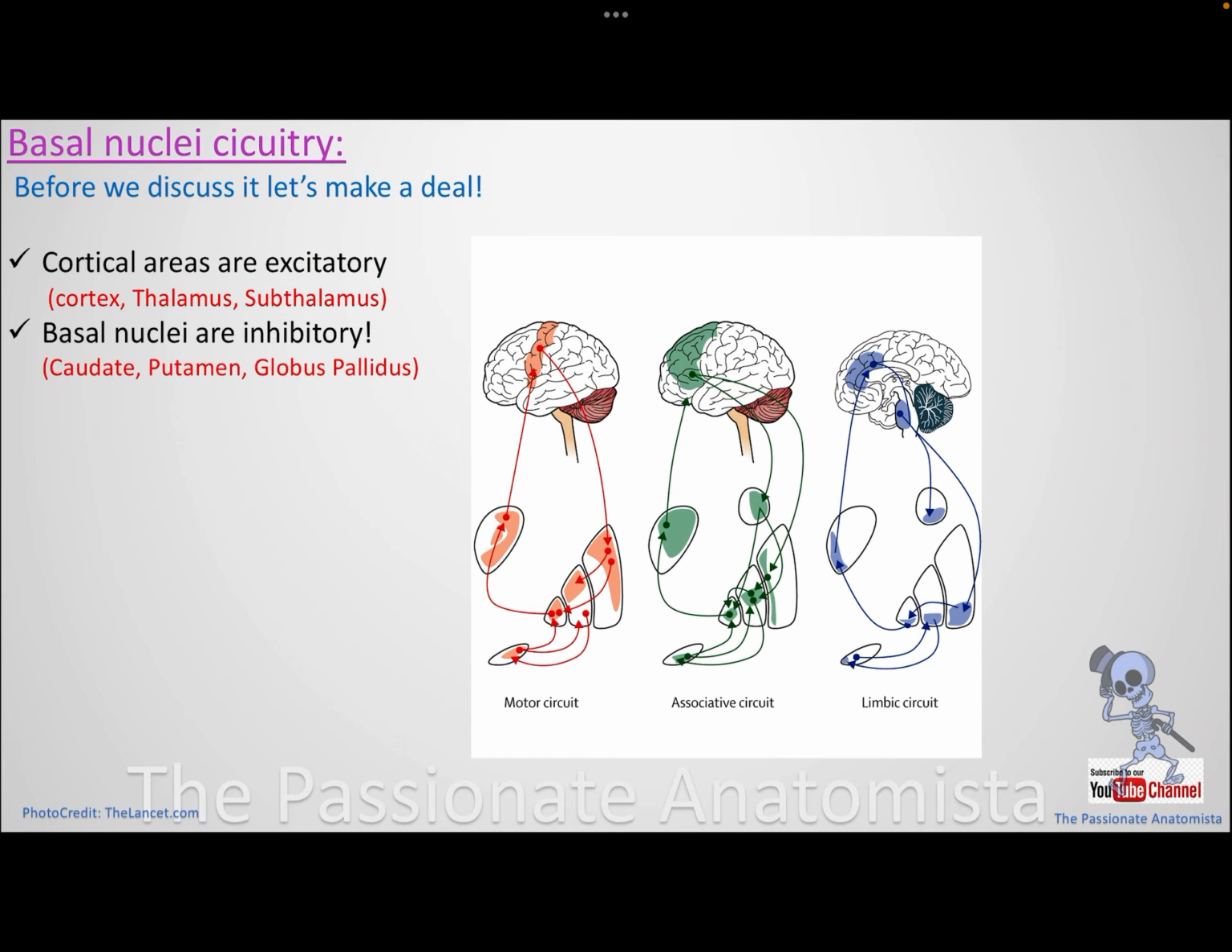I want you to know that if you have firing neurons coming from the cortex or any cortical areas, including the thalamus and subthalamus, this is going to be glutamatergic. It's going to be excitatory, so positively charged. If I have anything coming from the basal nuclei, it's going to be inhibitory.